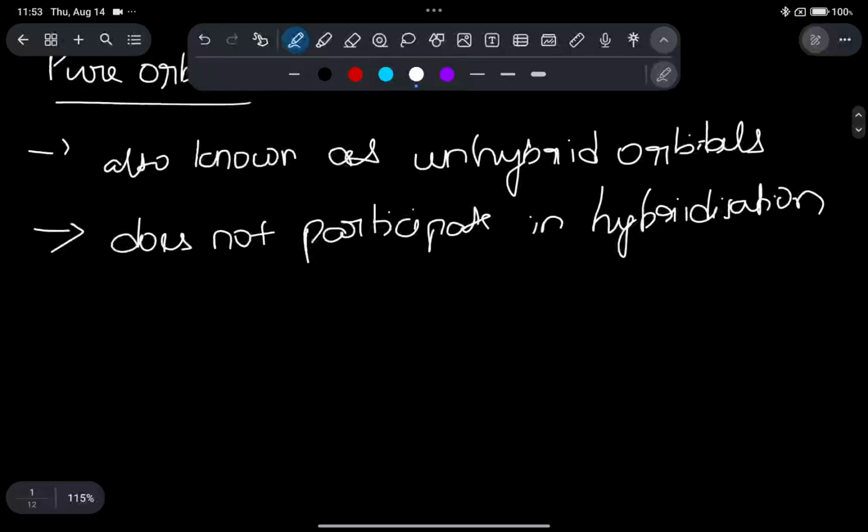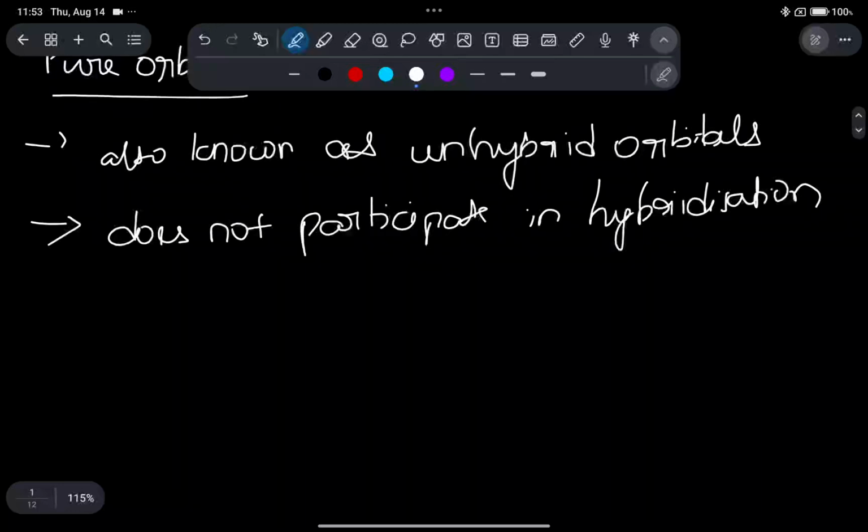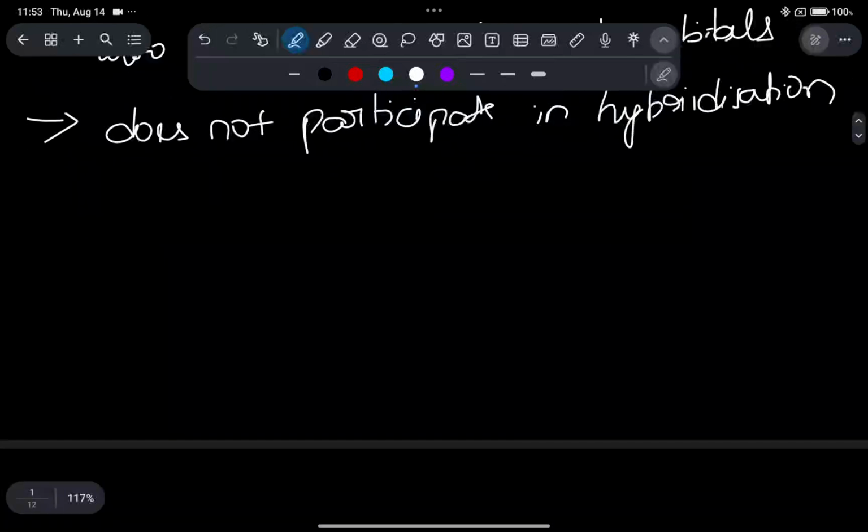Okay. So sir, how to find the pure orbitals in an organic compound? In any organic compound, we know that there are carbon and hydrogens. It's a common thing for organic compounds.